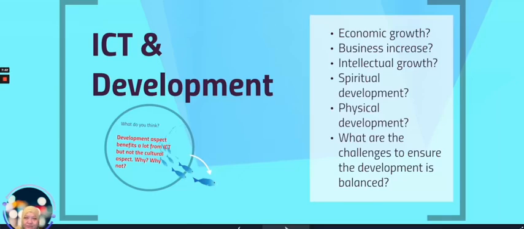The question: what are the challenges to ensure the development is balanced? This is something that you have to think about. Most of you will say that ICT has advantages in terms of development. They are very good, or they give a lot of benefits for development. Can you think of anything that ICT has negative influences on development? We'll talk more about this in our next class.